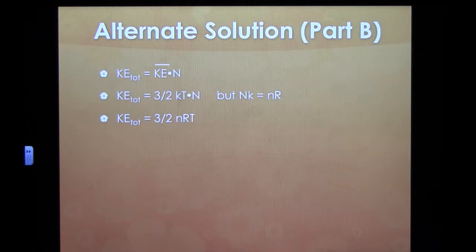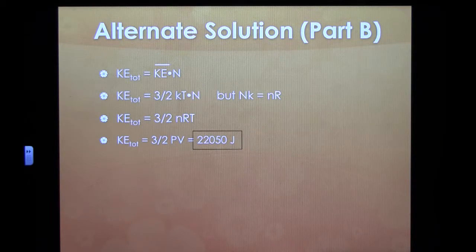So instead of finding the temperature first, we can just take out the nRT and put in P times V, because PV is the same as nRT. So our new formula for the total kinetic energy is equal to 3/2 P times V. Plugging in the pressure, 300,000 pascals, and the volume, 0.005 meters cubed, we find the total kinetic energy to be 22,050 joules. Same answer, just a slightly different solution.